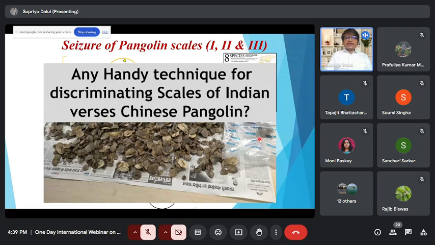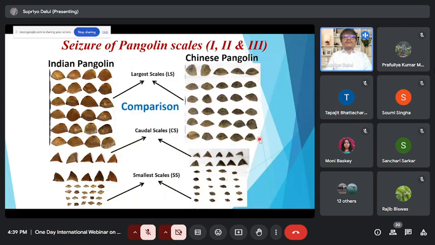So then we tried to develop some new methodology. Pangolin scales are easily identifiable as belonging to a pangolin, but we are trying to find some new methods so that people or the forest department can identify these scales at the crime spot altogether. So for that we select some morphological traits.